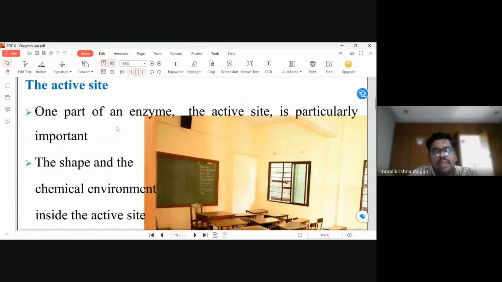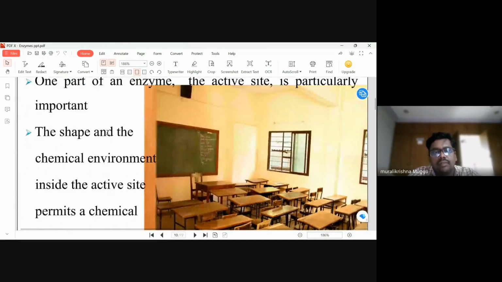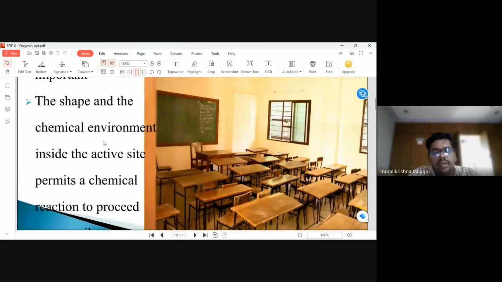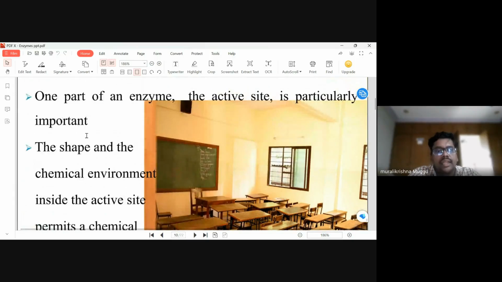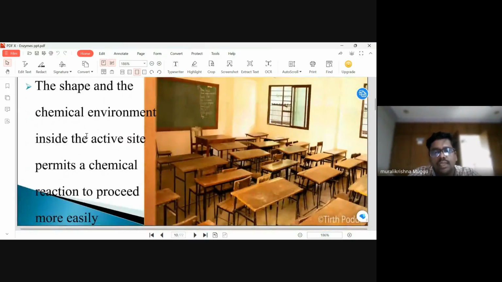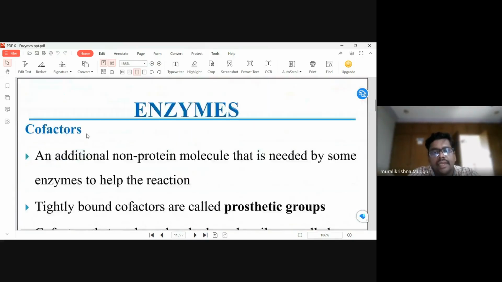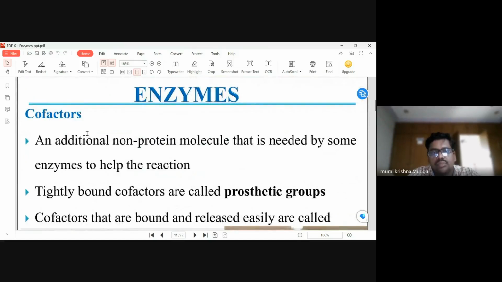The active site is one very important part of an enzyme. The shape and chemical environment inside the active site permit a chemical reaction to proceed more easily. For example, in a classroom the environment is helpful for students to study, but at home it may not be as suitable. Here in the college, the office or the classroom, they make that environment for studying. Like that, the shape and chemical environment inside the active site permit a chemical reaction to proceed more easily. What are cofactors? A cofactor is an additional non-protein molecule that is needed by some enzymes to help the reaction.